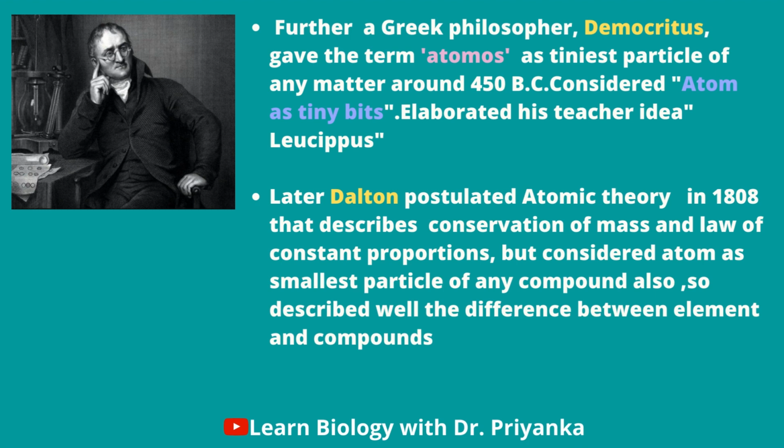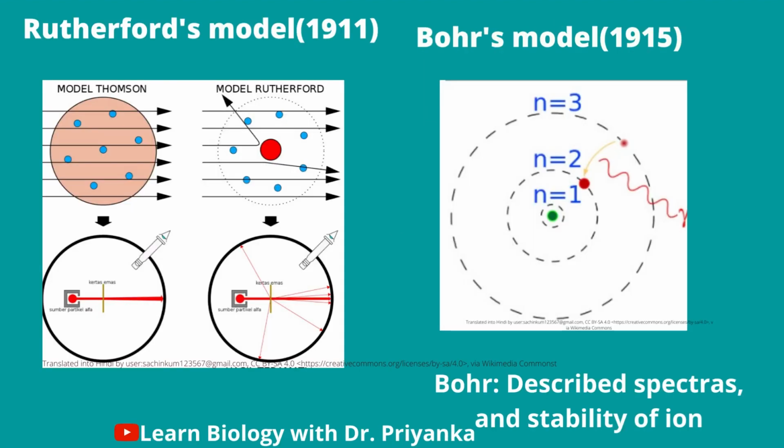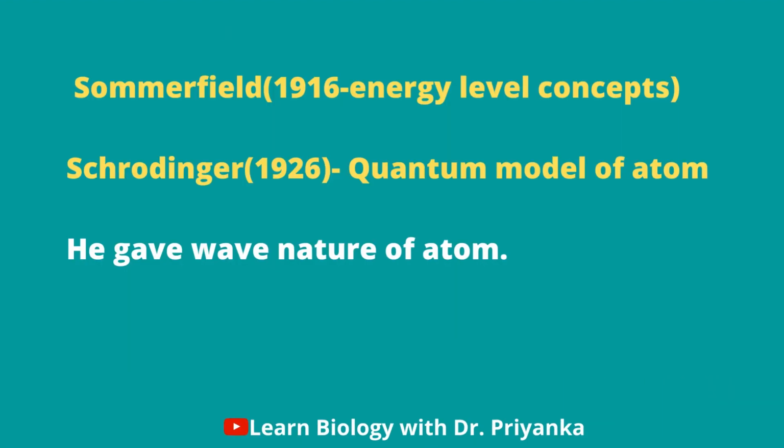Further, various scientists, Thomson, Rutherford, Bohr, Schrödinger, gave models of the atom, and finally Bohr was very successful in his explanations, and his model was widely accepted. He also described various spectral lines and the stability of the atom.